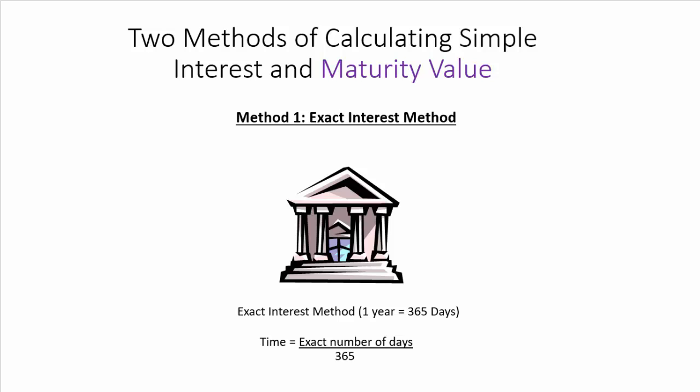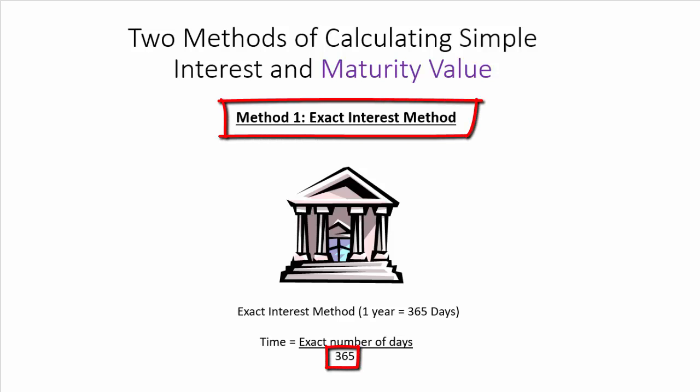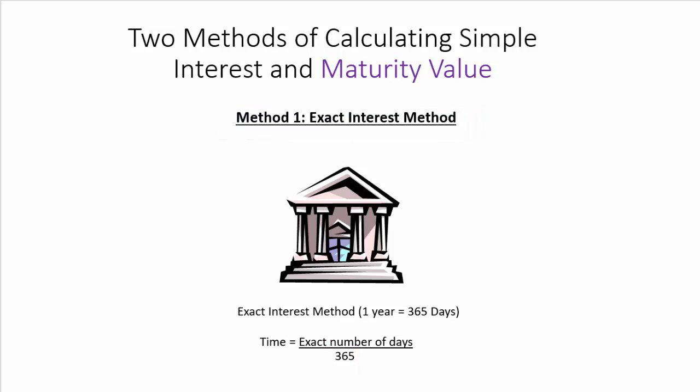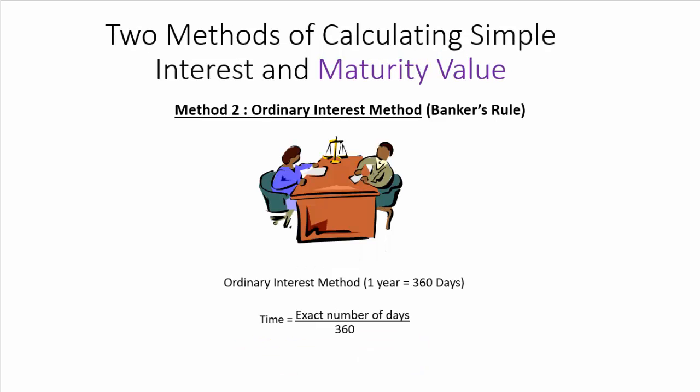When we have to convert the time from days to years, there are two methods. The US Federal Reserve Banks and the federal government use the exact interest method by calculating 365 days a year. So we have to divide by 365 to find the time in years. Banks commonly use the ordinary interest method, known as the banker's rule. Then we divide by 360 to convert the days into years.